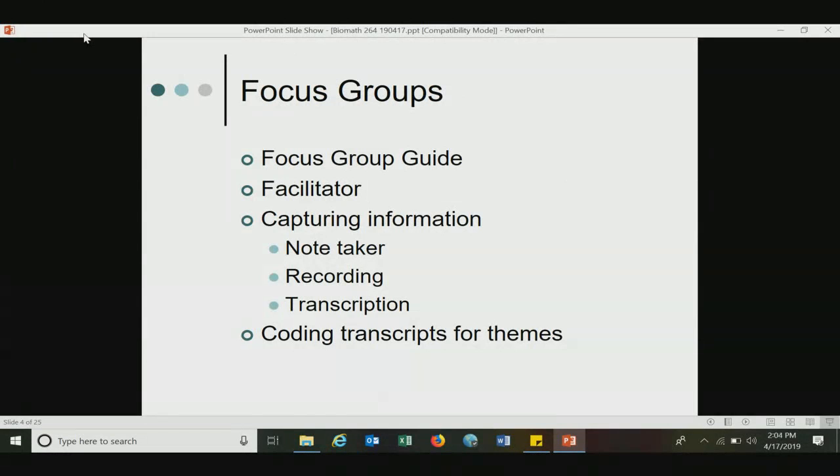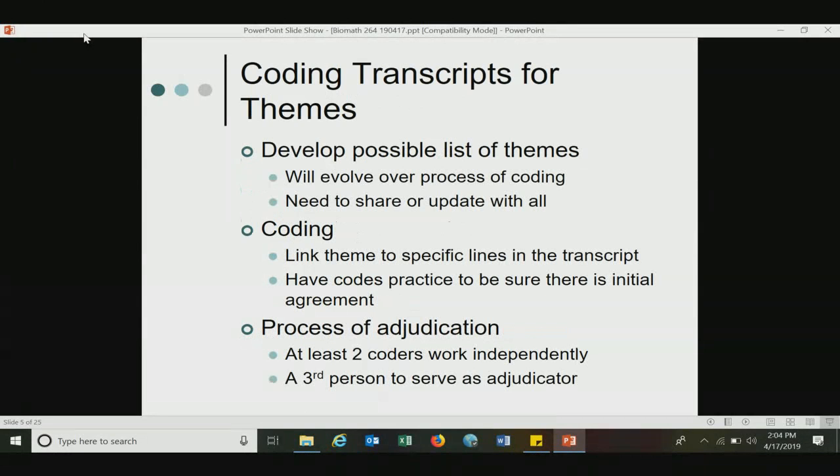Oh, no, that's in the next slide. Sorry, I have an example focus group I'll show, focus group guide. So how do you code transcripts for themes? And this is also the same kind of process that you would use for any open-ended items that you might have in an interview or with a survey.